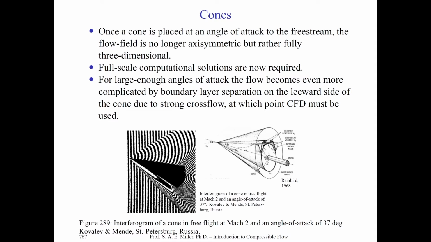Here we see an interferogram of a cone in free flight at only Mach 2 and an angle of attack of 37 degrees. This was published by Kovalev and Mende in St. Petersburg, Russia. You can see here's the cone outline, which you see on the right. And indeed, here's the zebra striping from top to bottom. That signifies the undisturbed flow. And here you can see the zebra striping has been bent, which is the oblique shock wave, which is attached to the front of the vehicle, even at 37 degrees and Mach 2.